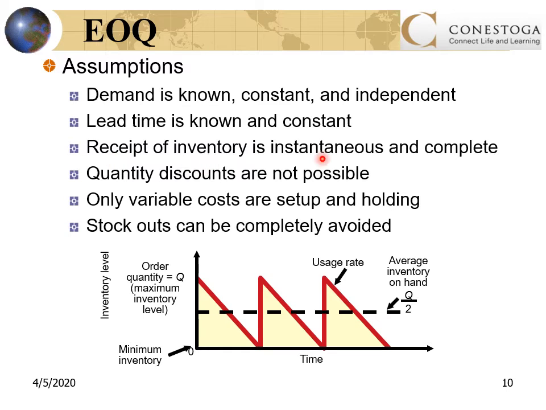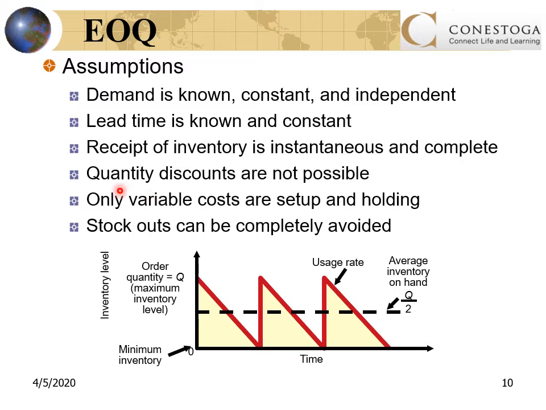And the receipt of inventory is instantaneous and complete. What it means is, let's say I place an order for, say, 50 items on Monday. If the lead time is 2 days, on Wednesday I will get the full 50 items, and there is no issue at all. It's going to be an instantaneous thing. So whenever I need that particular material, I will get it immediately. So this is the third assumption.